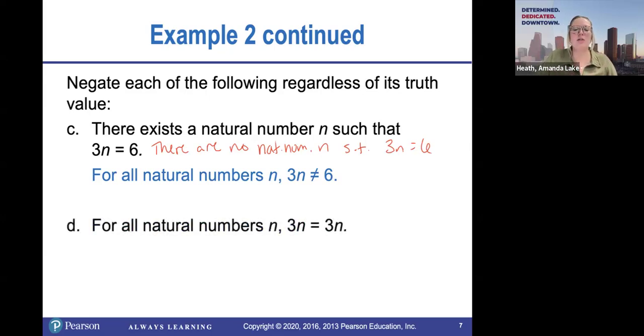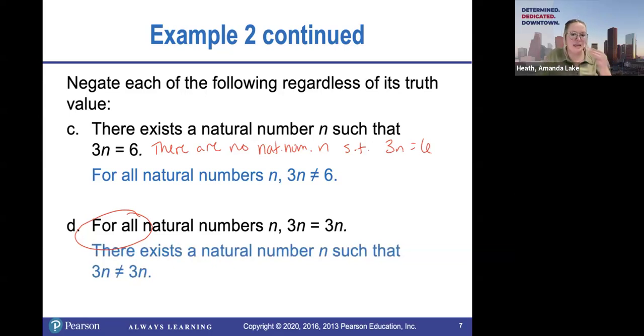All right, and then for all natural numbers n, 3n equals 3n. So this is a true claim, but we want to negate it. So for all natural numbers n, for all is a universal quantifier. So our negation is going to be an existential claim. The negation of that is going to be that there is some natural number that breaks this equality. So there exists a natural number n such that 3n doesn't equal 3n.